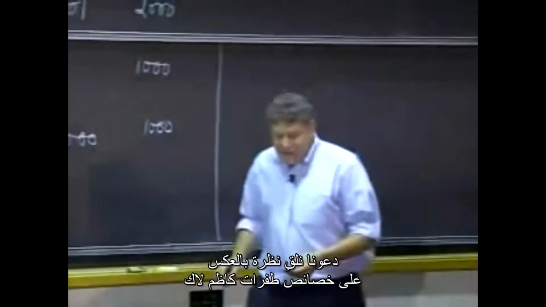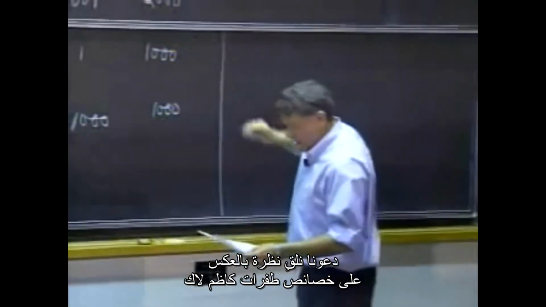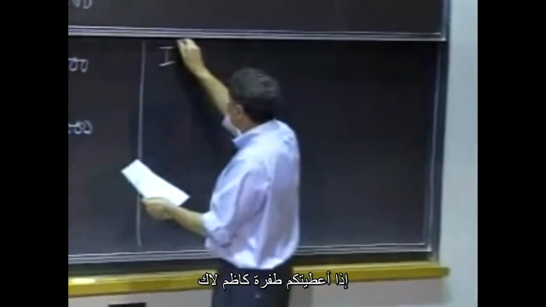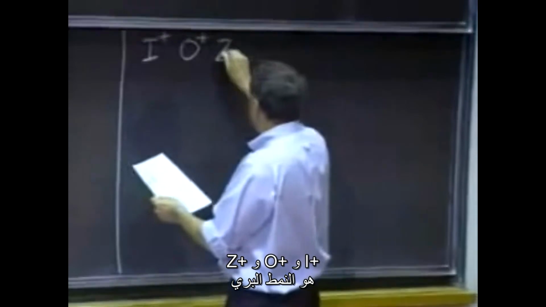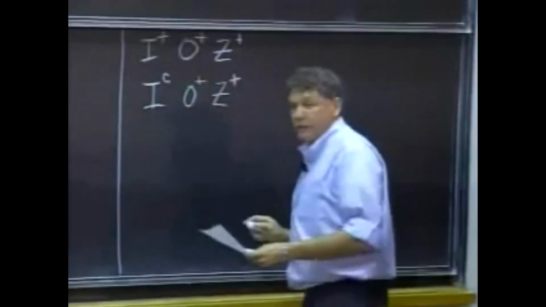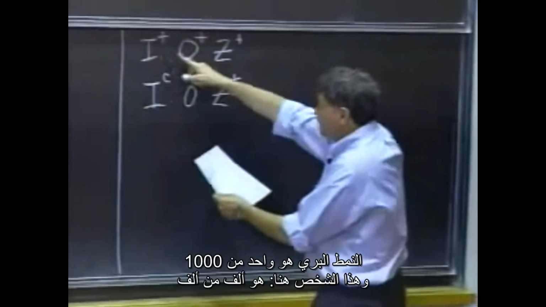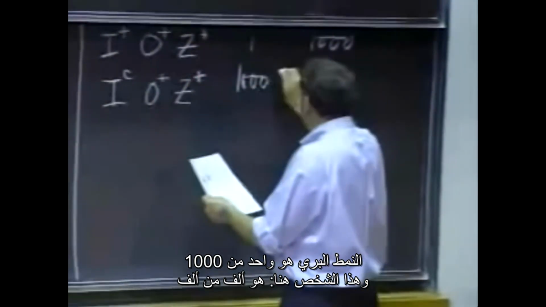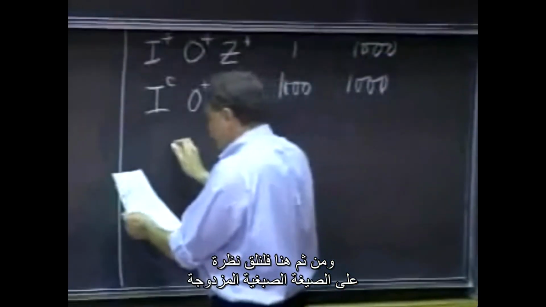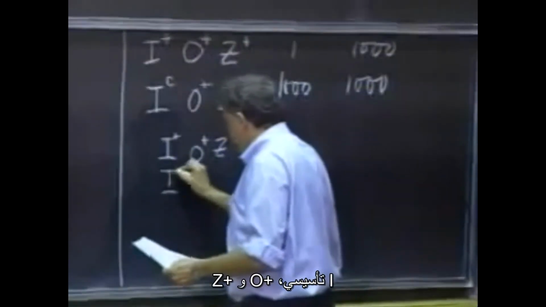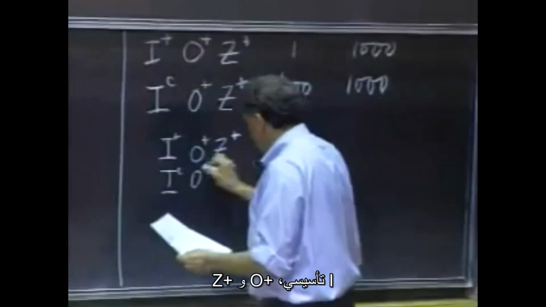Now, let's take a look by contrast at the properties of the Lac repressor mutants. If I give you a Lac repressor mutant, I plus, O plus, Z plus is the wild type, I constitutive, O plus, Z plus, what happens here? This wild type is 1 and 1,000. This guy here, 1,000 and 1,000. And then here, let's look at a diploid: I plus, O plus, Z plus, I constitutive, O plus, Z plus.